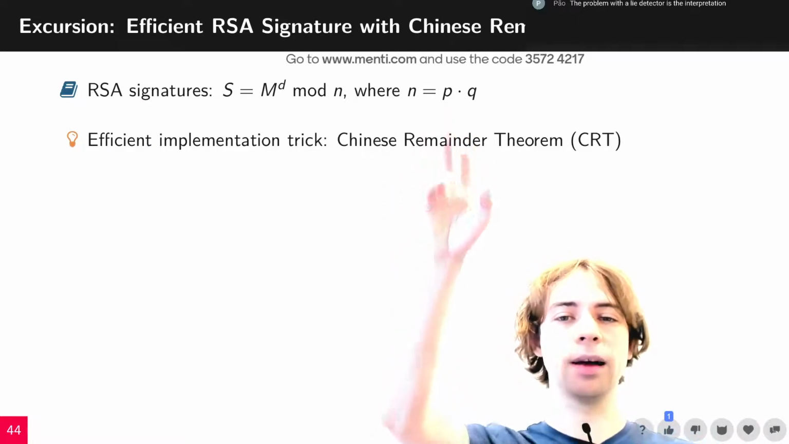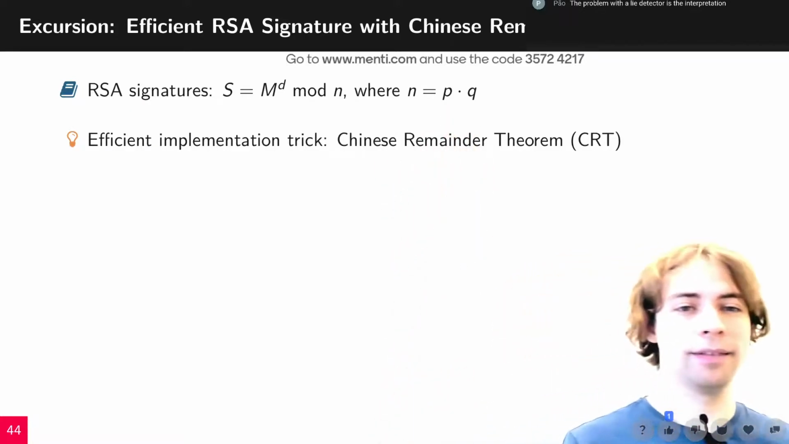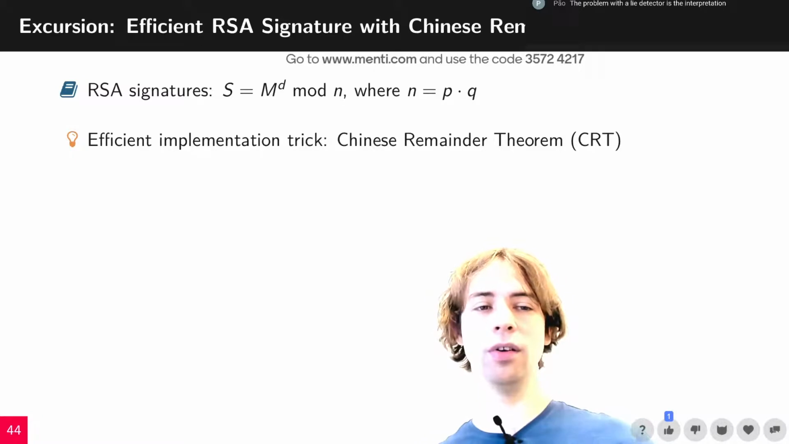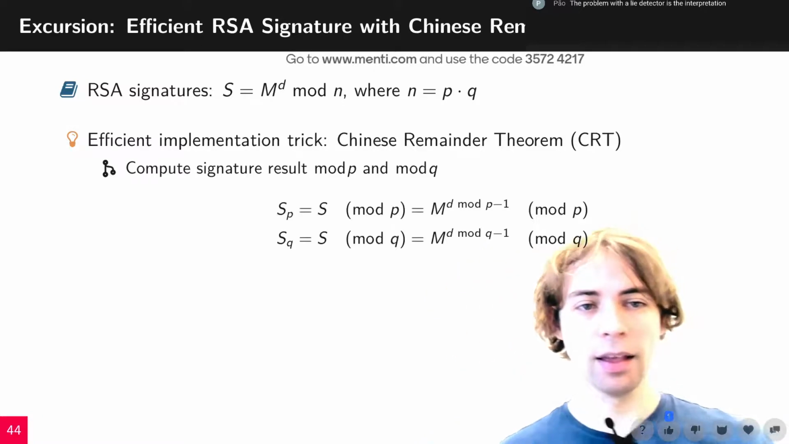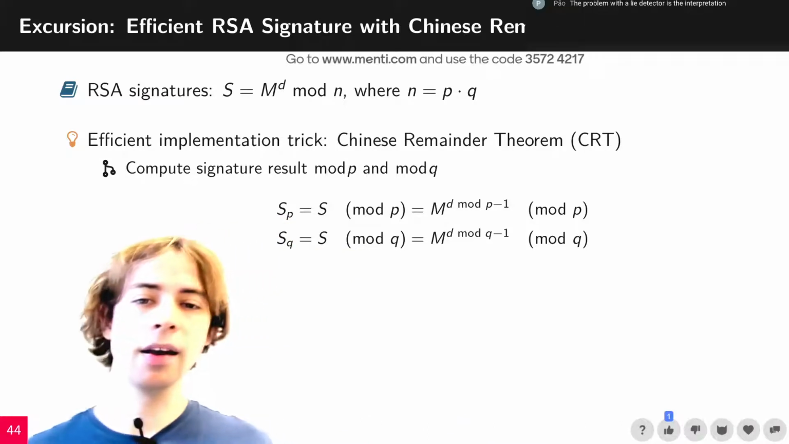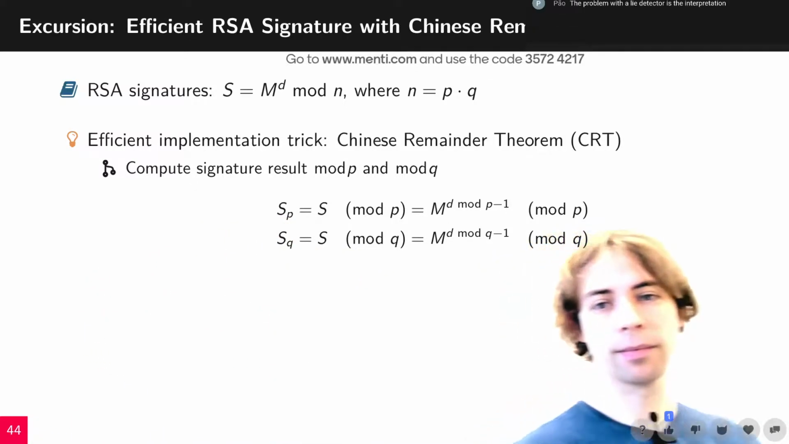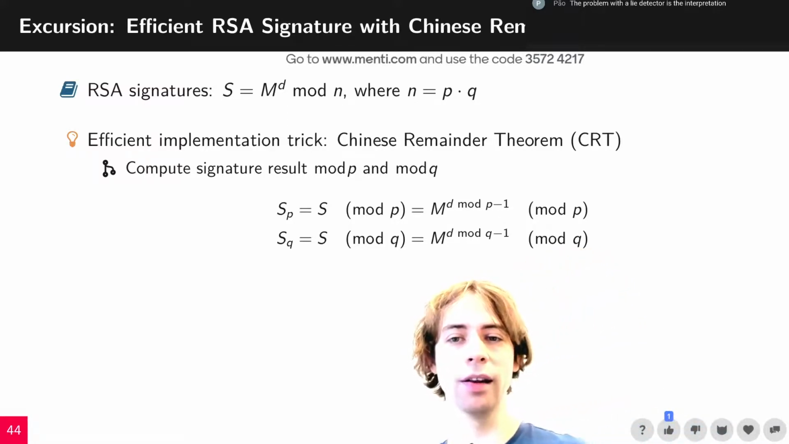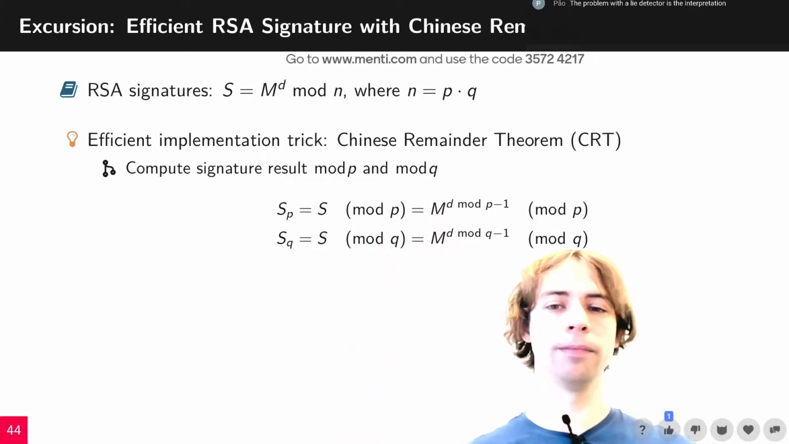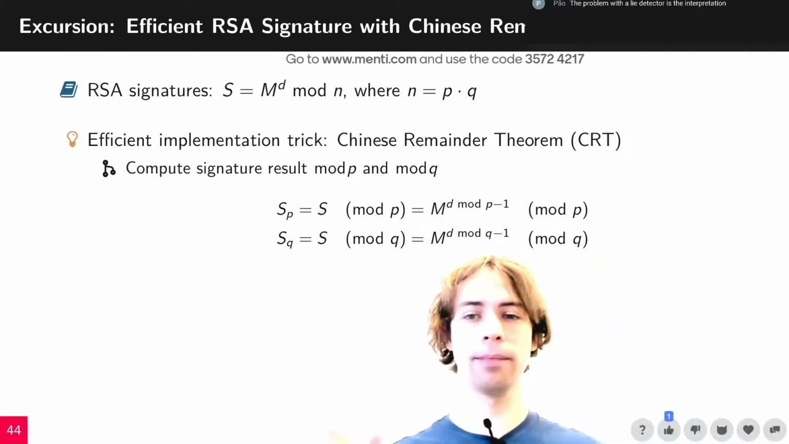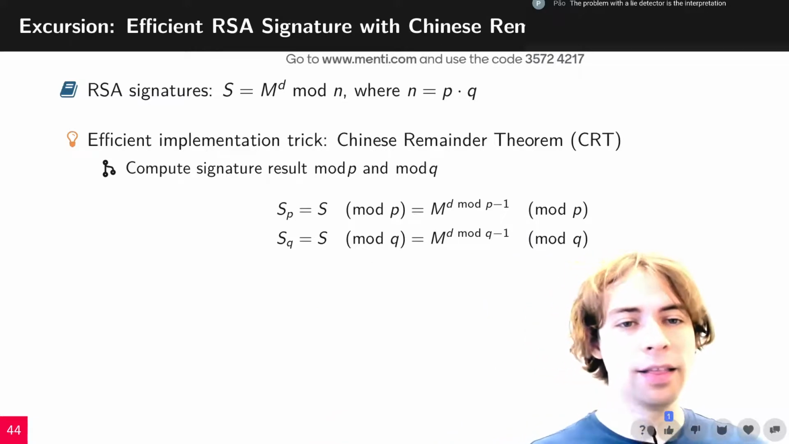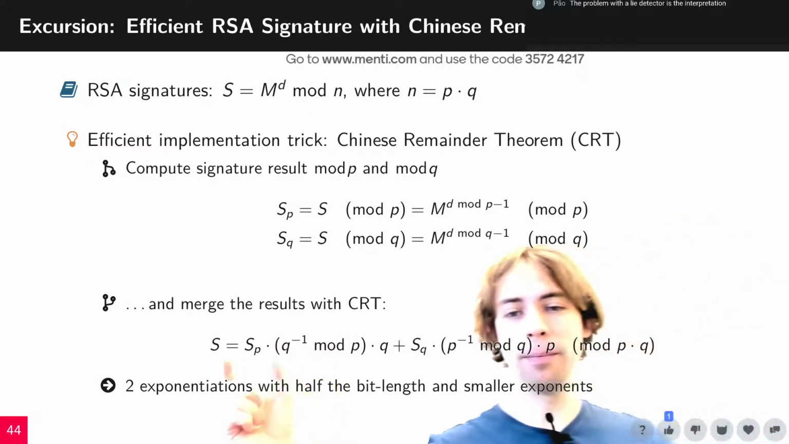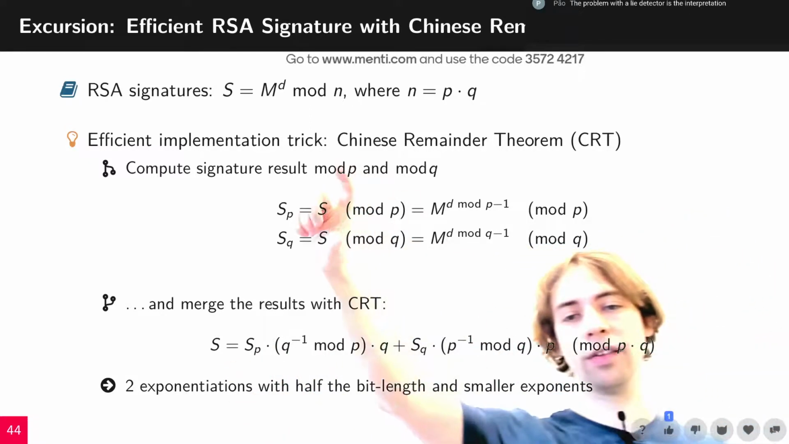It's two prime numbers that are multiplied together, and these prime numbers here, they should be secret. So what you can do with the Chinese remainder theorem, you can compute the result modulo P and Q, if you know them, and then you can merge these results with the Chinese remainder theorem by multiplying these two parts together.